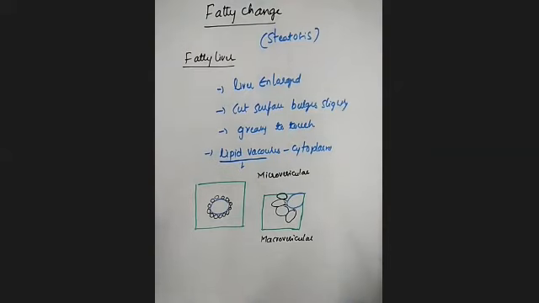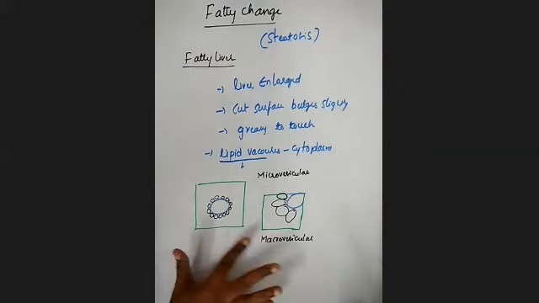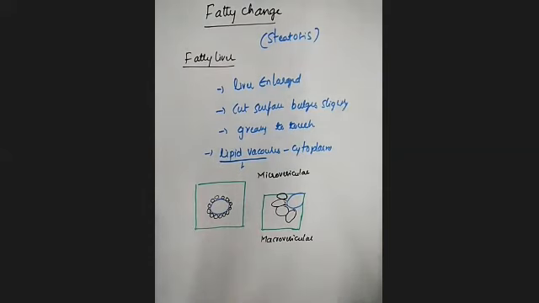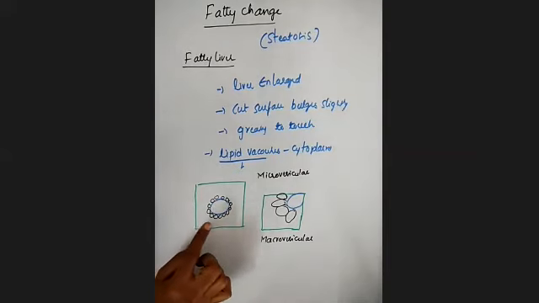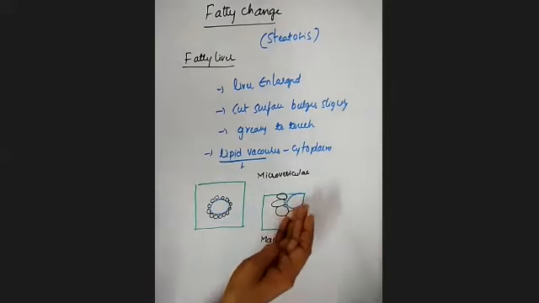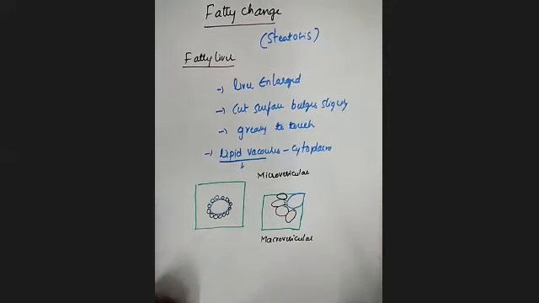Is it clear? By seeing these stages, you can understand whether it is in the initial stage or the progression stage of the fatty liver. Clear? In the initial stage, no doubt, the lipid vacuoles will be surrounding the nucleus. But with progression, the lipid vacuole size increases and pushes the nucleus towards one corner of the cell. That you will call macrovesicular.